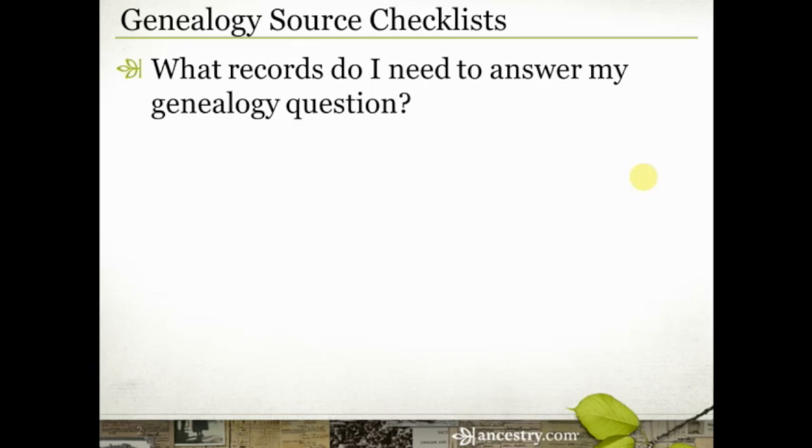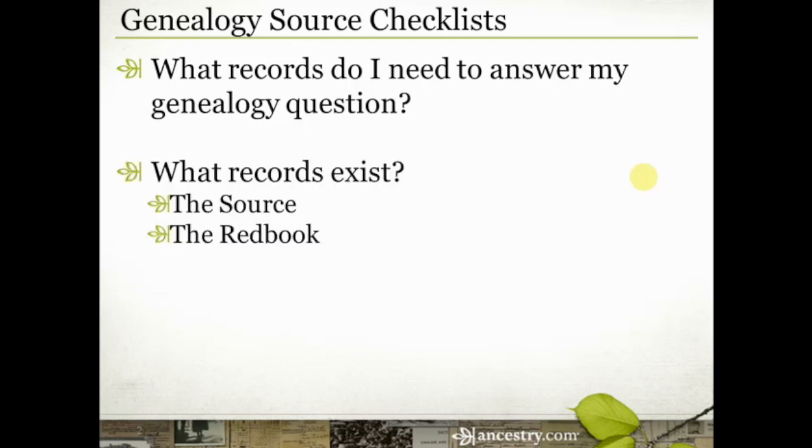And I even would go so far as to say write those questions down. It's very easy to get distracted. It's very easy to forget what it is that you're trying to do. It's very easy to even just start attaching records and documents to people without thinking about what information you need to glean from those particular records. So one of the reasons why I do genealogy checklists is so that I can answer my genealogy questions. So the purpose of the source checklist is to help me figure out what records are going to help me answer that question.